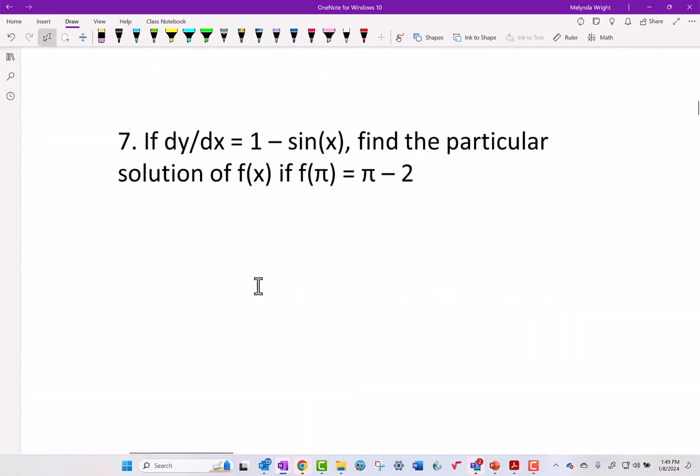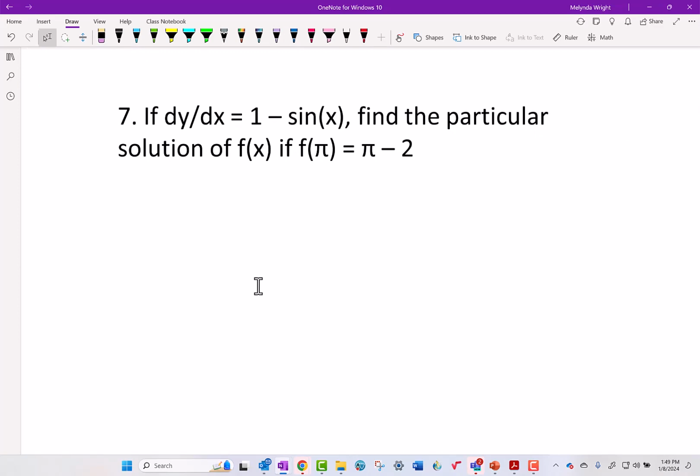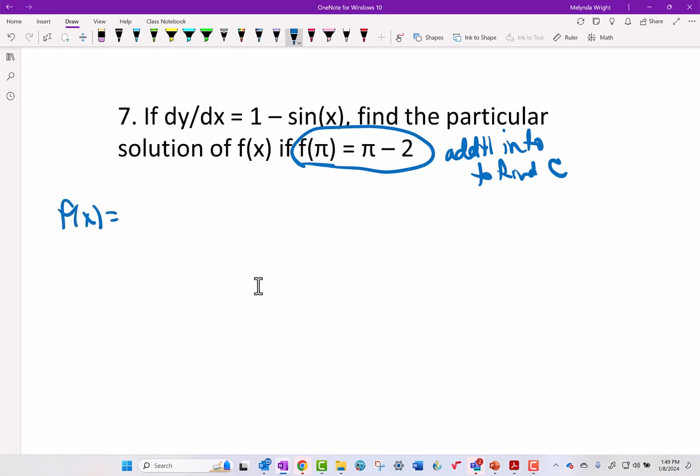Here's another particular solution. Okay, so here's our additional information to find c. That's what it's for. That's why they're giving it to us. So f of x is the antiderivative of 1 minus sine x dx. So here we go. f of x would be, what's the antiderivative of 1?